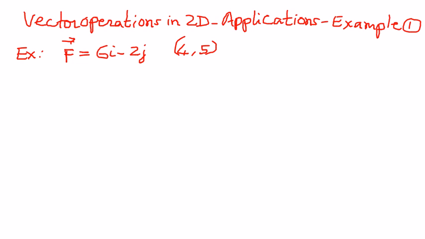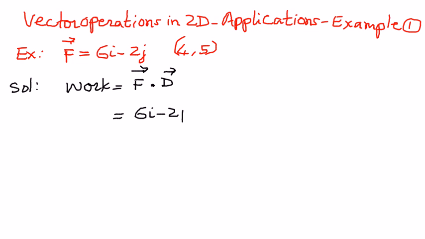So to solve these types of problems, let us write down what we know. We know that work is defined as force times the distance. In terms of vectors, we can write it as a dot product. Force is a vector and distance is also a vector. So the force vector is given to us as 6i minus 2j, and the distance vector is given to us as 4i plus 5j. So we can write (4, 5) as 4i plus 5j. So this is a dot product between force and distance.